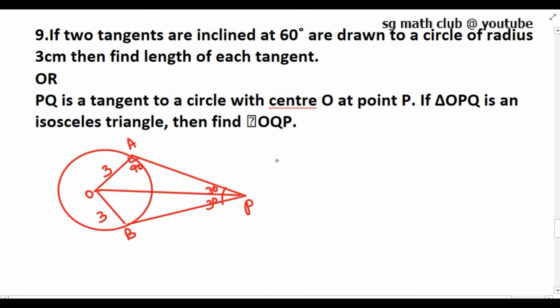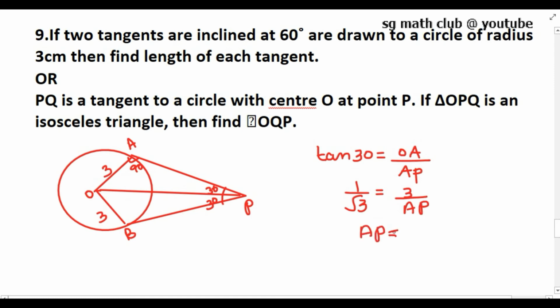Here I don't know two sides, so this OP will be the hypotenuse. If I take tan 30, we know it is opposite side by adjacent side. Opposite side is OA, adjacent side is AP. Tan 30 is 1 by root 3, OA is 3, and AP I don't know. We have to find out AP because that is the length of the tangent. So AP will be 3 root 3 centimeter. So the length of the tangent is 3 root 3 centimeter.